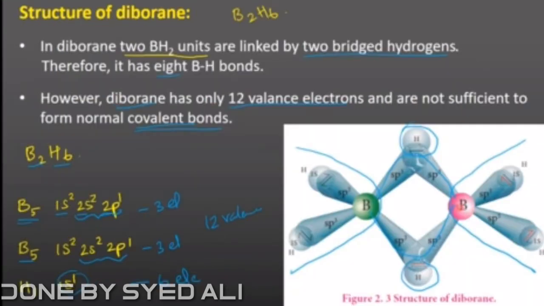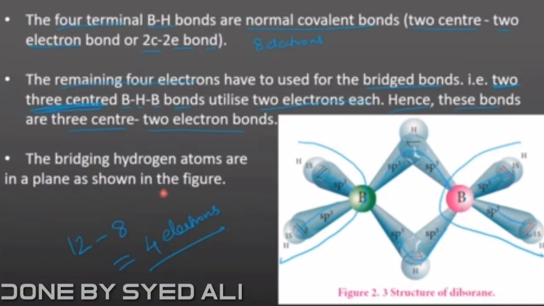Next, we shall study the structure of diborane. In diborane, 2 BH2 units are linked by 2 bridging hydrogens. Therefore, it has 8 B-H bonds. However, diborane has only 12 valence electrons, which are not sufficient to form normal covalent bonds. The 4 terminal B-H bonds are normal covalent bonds, 2 center 2 electron bonds, or 2C-2E bonds.